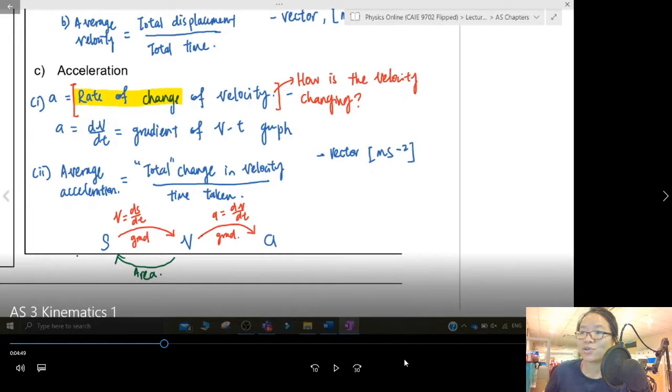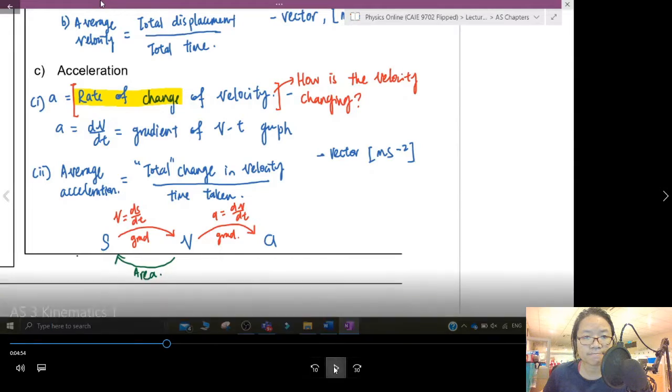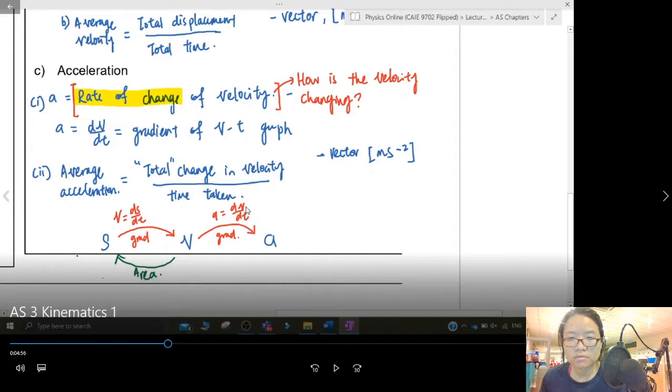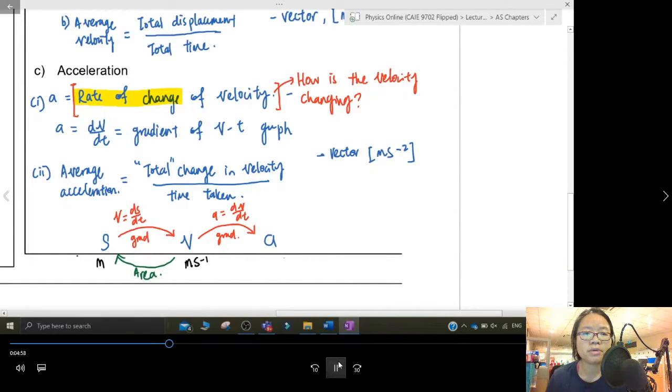Okay, so that's all about the definition. So we're going to talk about an example soon. But before that, just to remember the unit, whenever we level up or differentiate, it is divided by second. So m, ms negative 1, and ms negative 2, respectively.